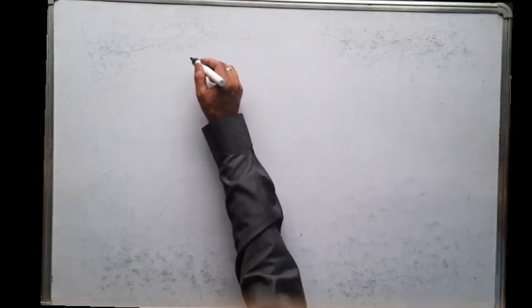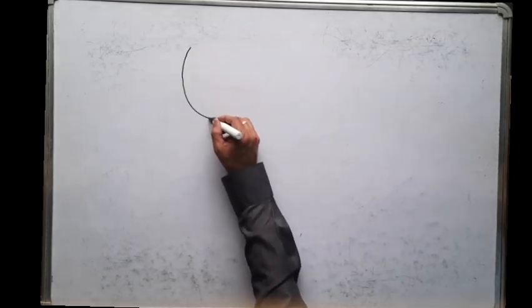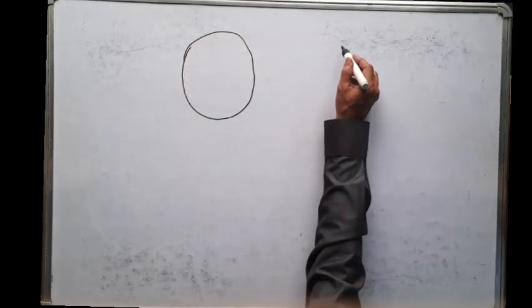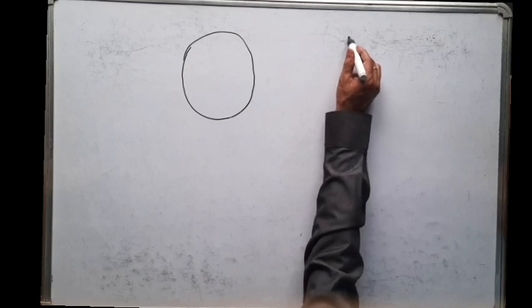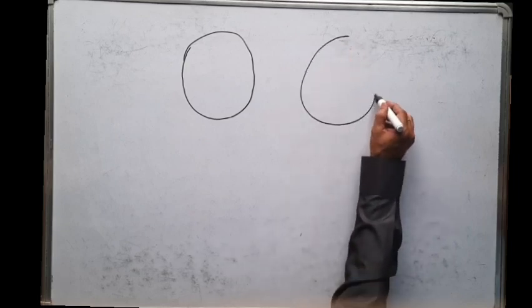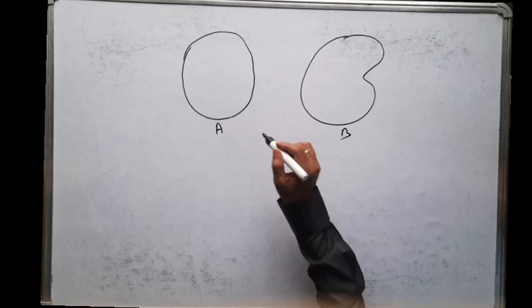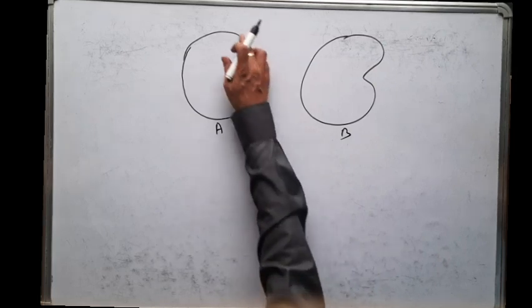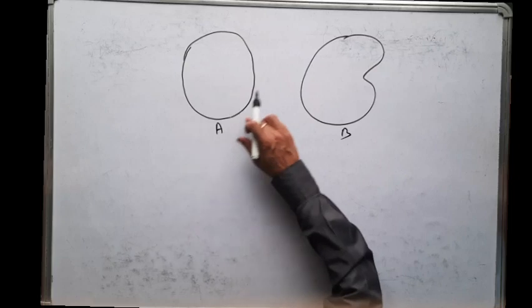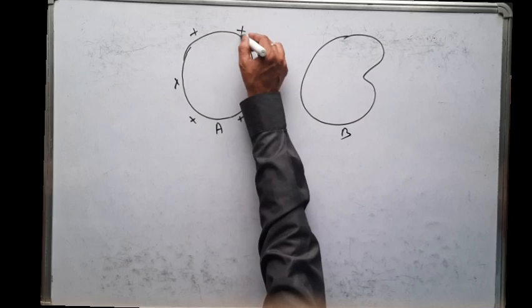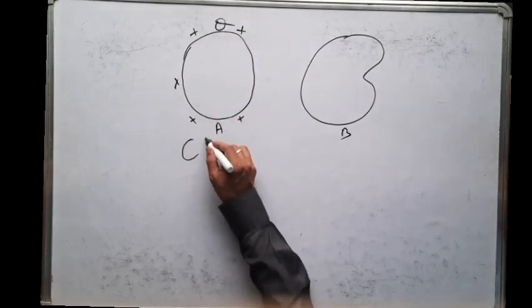Now we will compare. Suppose you take a flat spherical conductor, of the same size but a different shape. This is conductor A, this is conductor B. Here this is the flat surface, and a flat surface means it can store more charge. That is, the capacitance here is more.